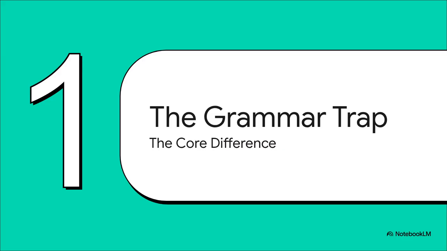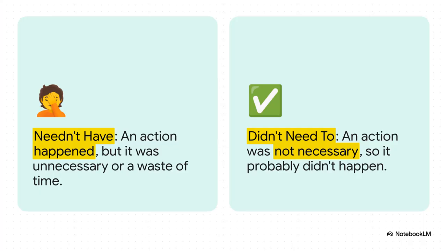So, let's break this down. We're going to get right to the heart of this grammar trap. The good news is, all this confusion really just boils down to one simple, super important difference. And here it is, the big secret. The whole thing is solved by asking yourself just one question. Did the action actually happen?